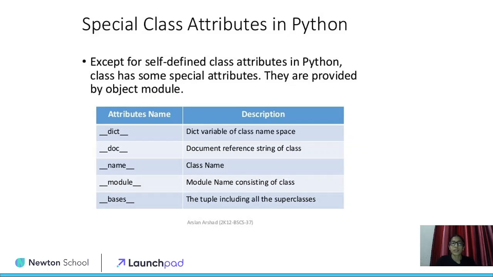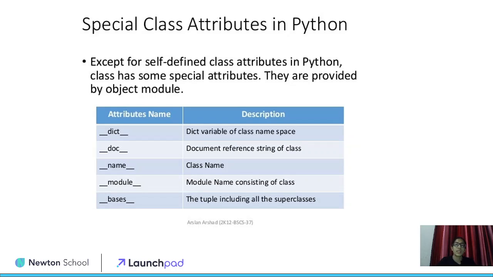So moving to that, except for self-defined class attributes in Python, there are many more attributes, that is __dict__, that is a dictionary variable of the class namespace, then __doc__ for the document reference, then __name__, that is the class name. Then __module__ consists of a lot of classes, and __bases__, the tuple, includes the superclasses in that.